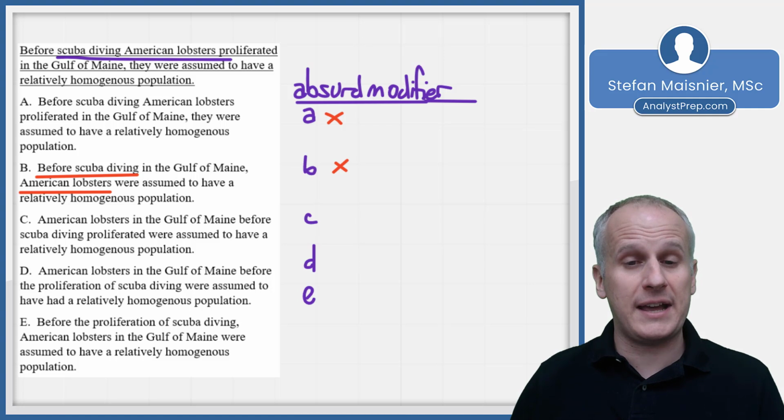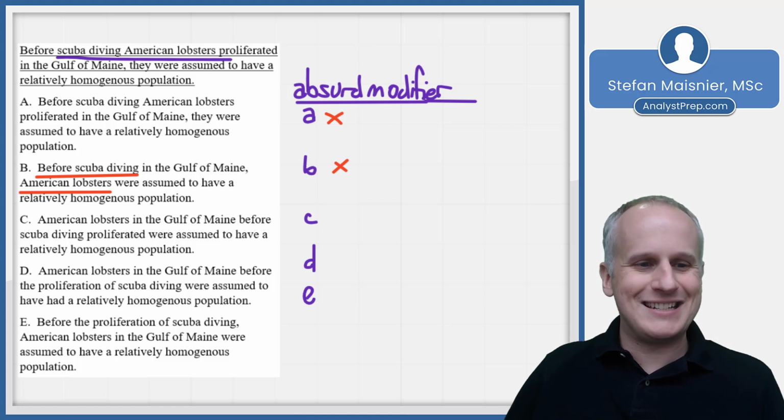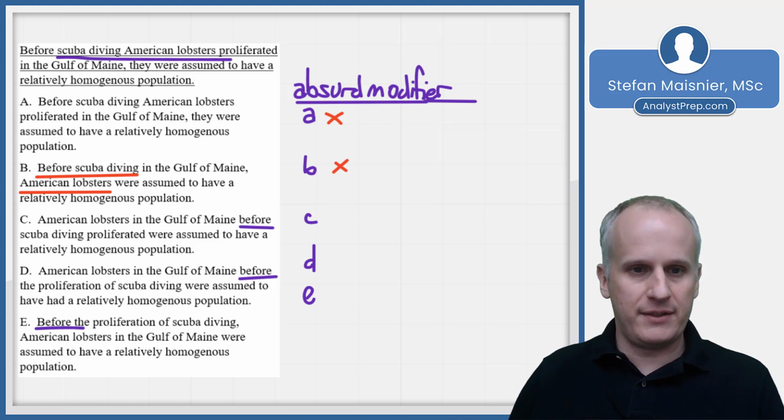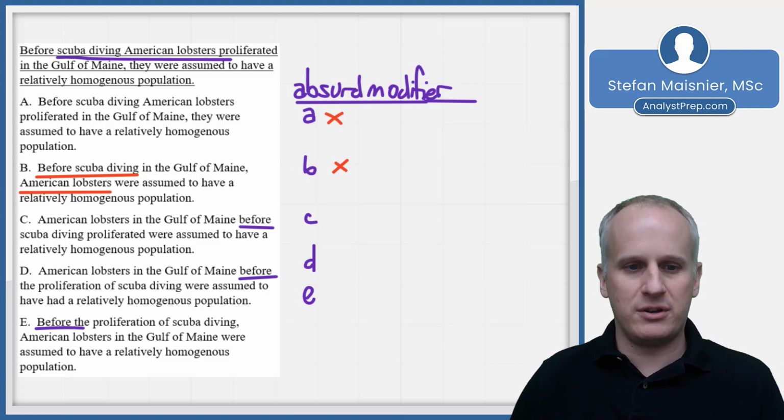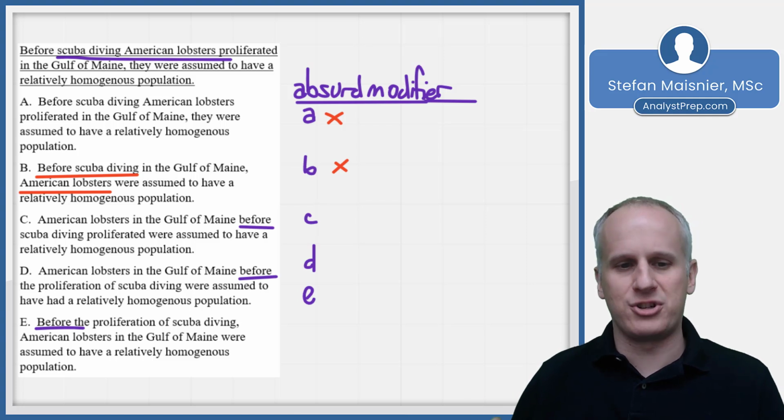And again, consider the category of modifier to determine where an issue or error might be occurring. So we can see here in the other answer choices that the word "before" is subtly moving in the options. So in C, we've got American lobsters in the Gulf of Maine before scuba diving proliferated were assumed to have a relatively homogeneous population. And it's pretty much the same thing, although it varies a little bit before the proliferation as opposed to proliferated in choice D.